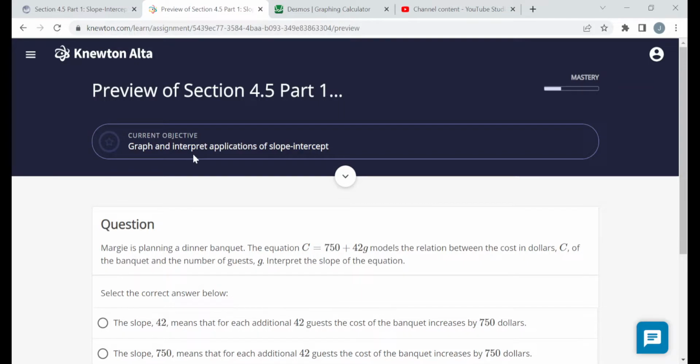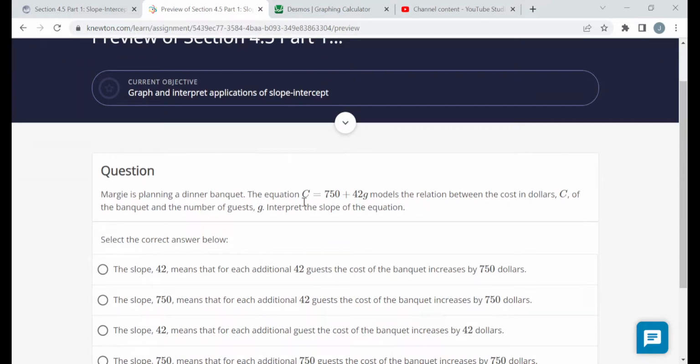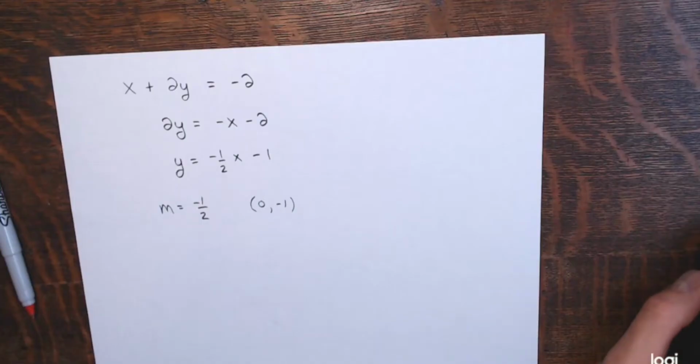Now this is graph and interpret applications of slope-intercept. Alright, so now you have to pay attention to what the variables in the equations represent. So Margie here is planning a dinner banquet. The equation C equals 750 plus 42G models the relation between cost in dollars, C, of the banquet and the number of guests, which is represented by G. Interpret the slope of the equation. All right, so let me write this out here, and think about it a little bit.